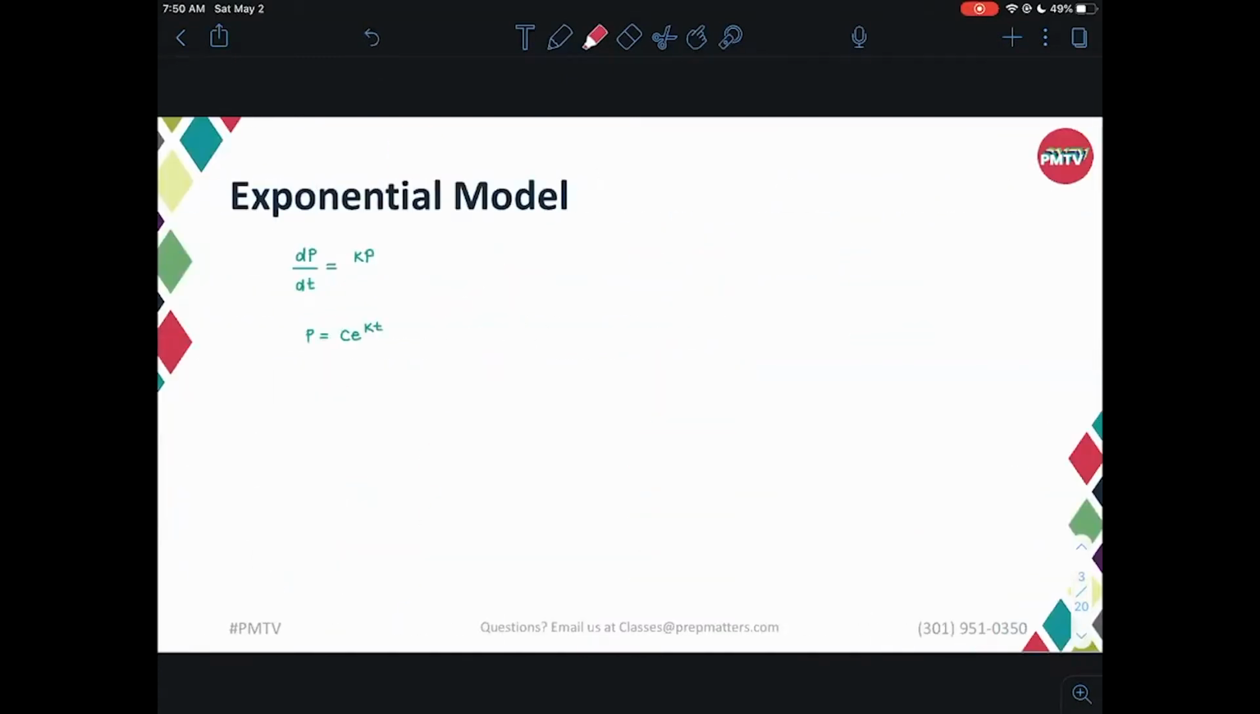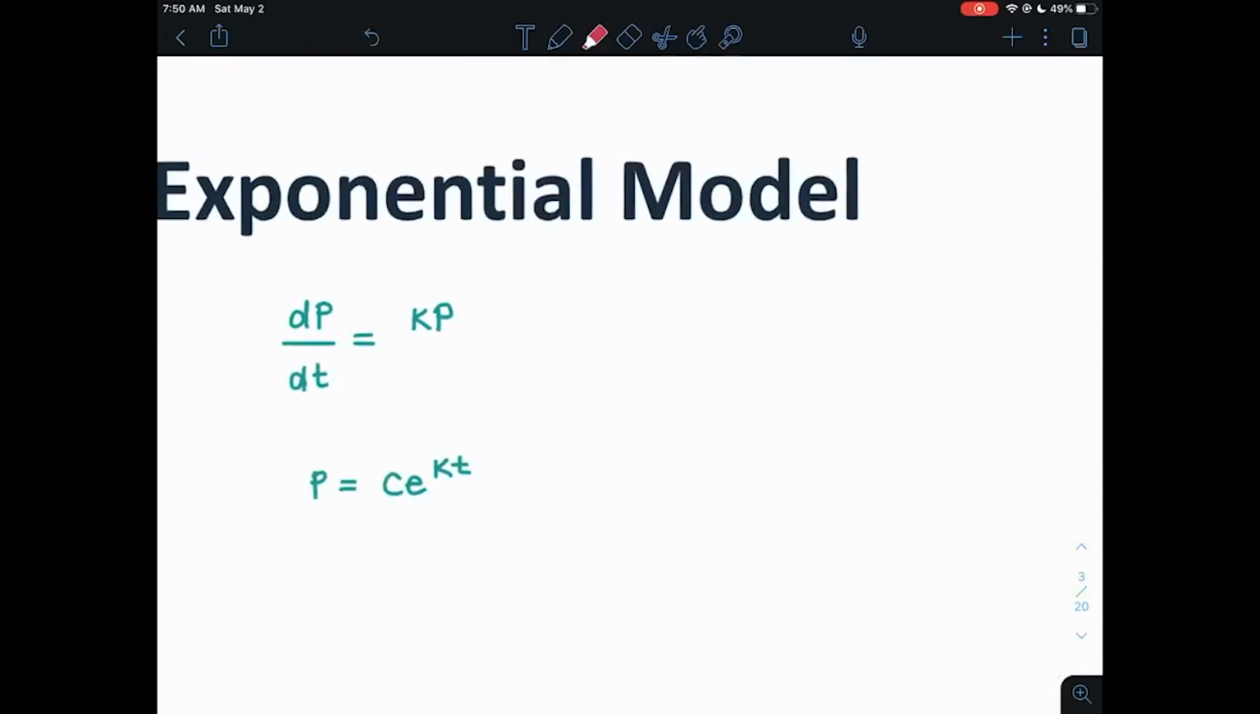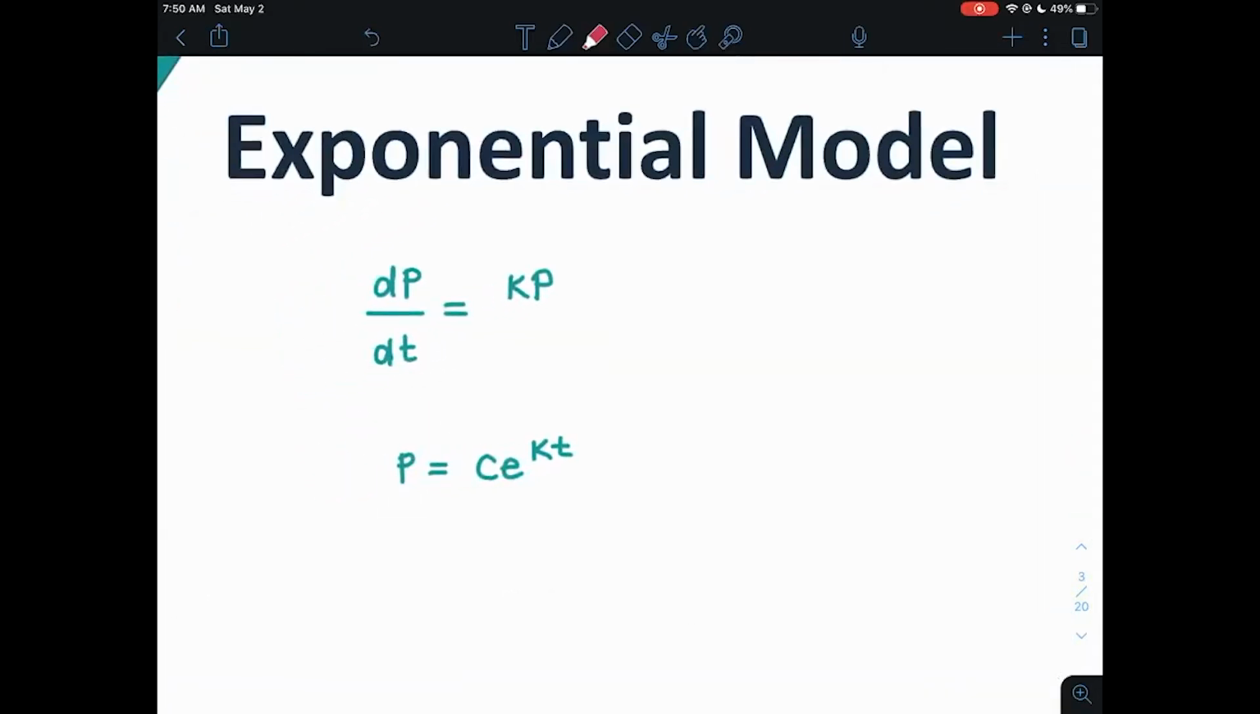In our last session, our AP-BC combo unit session, last Wednesday, we talked about using separation of variables in order to solve a differential equation for both a general solution and a particular solution if we were given an initial condition. And we finished this by looking at one particular model that has a hopefully fairly recognizable form. So we ended with this exponential model idea here.